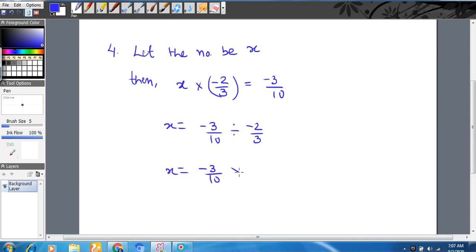Convert division into multiply, write the reciprocal. Again negative signs can be cancelled out, and it is 3 3 is 9 and 10 2 is 20. Remember always, all the numerators are multiplied together, and similarly all the denominators also. And if you want to divide one number by another, then divide a numerator by a denominator.